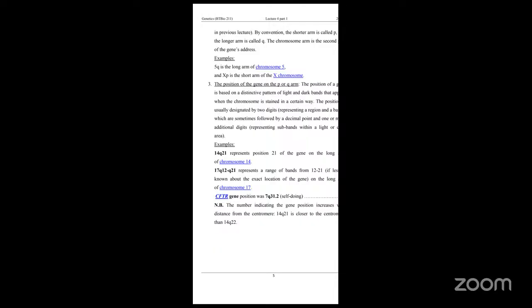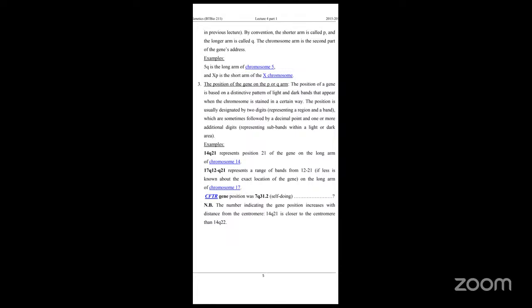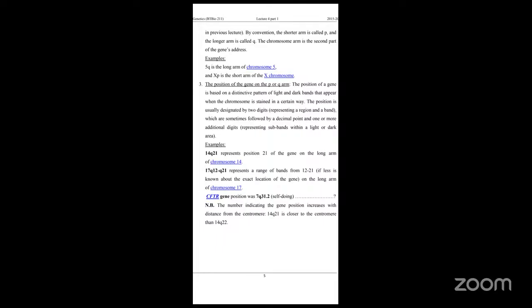Like this. The second aspect, if you see, is 17q12-q21. So it represents what? A range of bands, between 12 and 21, used if less is known about the exact location of the gene on the long arm. Q stands for long arm. So it is a range of bands between 12 and 21 on the long arm of chromosome 17. That is how you have to identify. The number here indicates the gene position, and this gene position will go on increasing with the distance from the centromere.